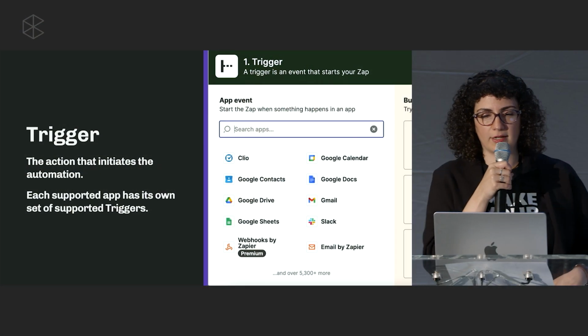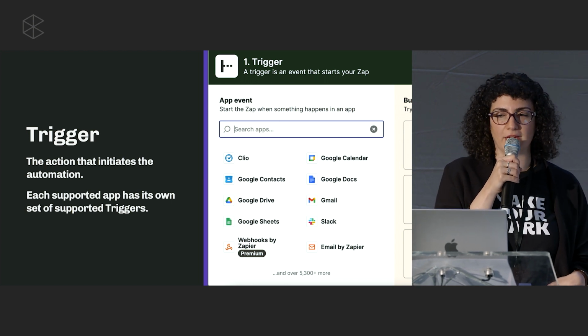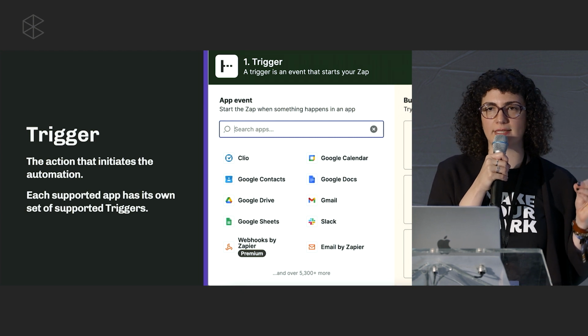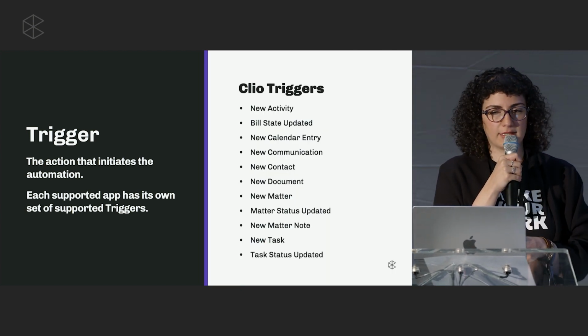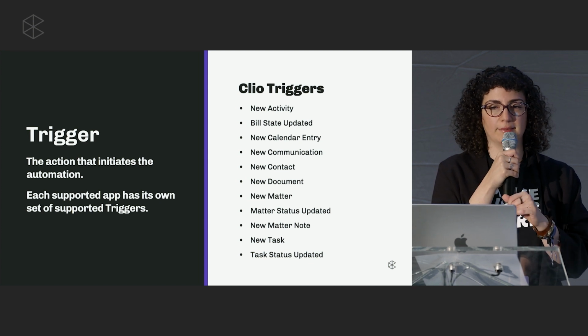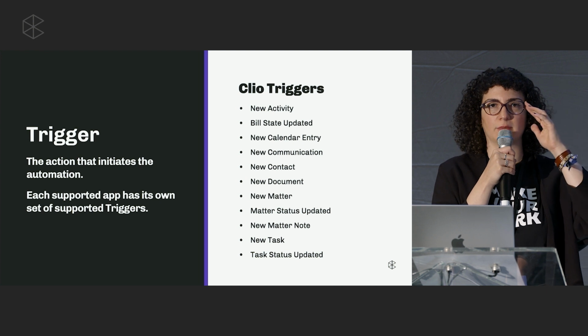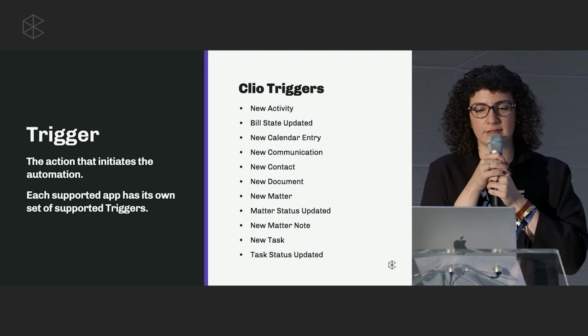All right, so a trigger is a step that starts a Zapier workflow when new or updated information is added to an app. For example, every time I add a new matter to Clio, do X. Here's a list of supported triggers for Clio. You don't have to read the whole thing. All of the triggers and actions are available on Zapier's website. I just want to give you an idea of how many there are.